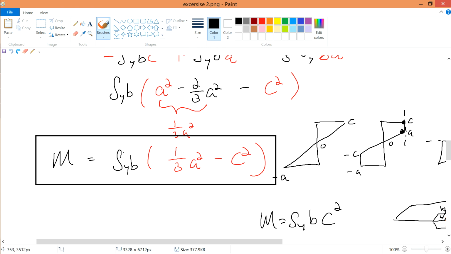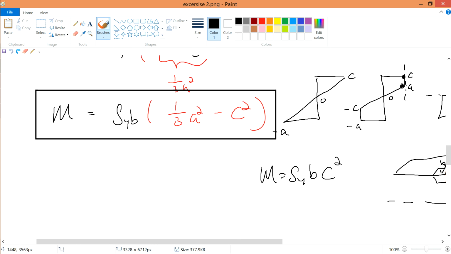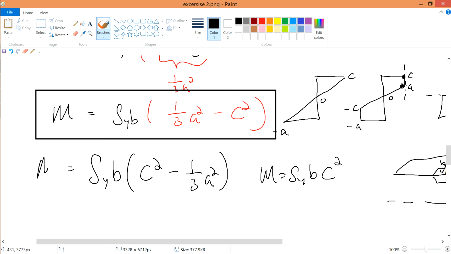But because we know that we are actually concentrating on the magnitude, I didn't say in the past video, but you can rearrange this in terms of c squared minus 1/3 a squared, as your yield strength times the B equals to M. So we can simply rewrite this thing as this because we're only concerned with the magnitude itself.